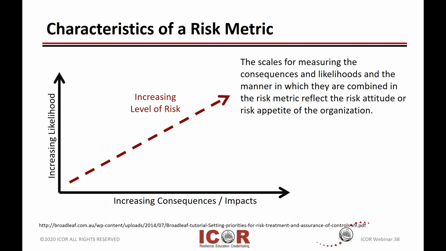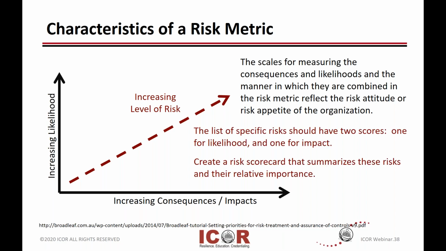Which ties us to putting together some kind of a chart. You can see on the left you've got increasing likelihood, and on the bottom you've got increasing consequences or impacts. And then in the middle, of course, the increasing level of risk. So you need to put together some way of measuring both the likelihood and the impact and put them in sort of a risk matrix. This is going to be part of your risk attitude or risk appetite of the organization when you determine how you're going to treat that risk. So, reminding you that you need to have two scores, one for likelihood and one for impact, and then you need to put together a scorecard.